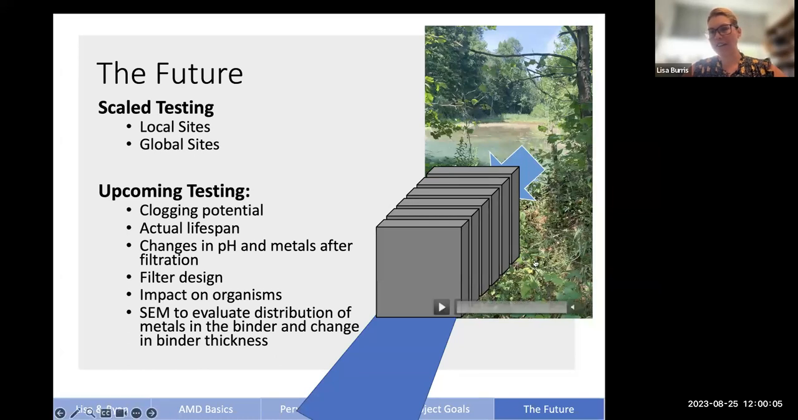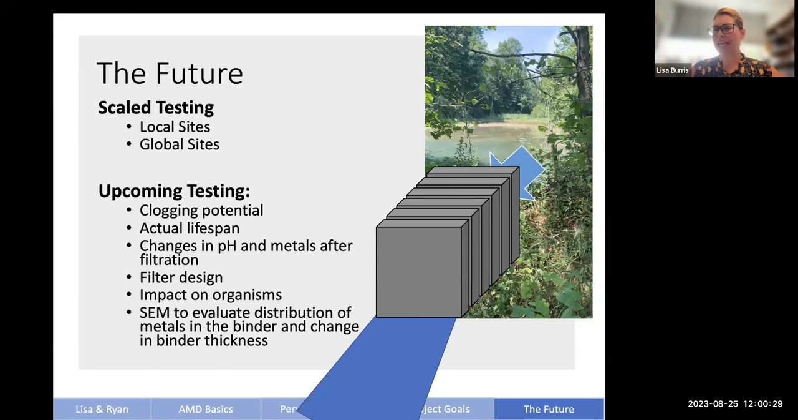So we've designed a set of panels that are about 4 inches thick. That way, when the first one clogs up, we can pull it out, remove it, and then we'll have a whole new filter that's not clogged after it. We're also going to be checking actual lifespan. How long do we see any measurable change in pH and removal of heavy metals? How long does the concrete hold up out in nature?